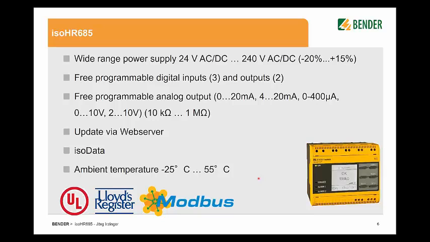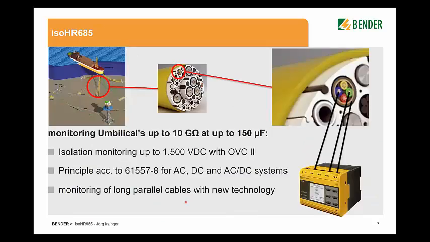It's a W variant, but we can just monitor in ambient temperatures between minus 25 degrees and 55 degrees, because if the temperature is outside this range, the influence on the measurement technology is too big, so that the accuracy, the uncertainty, is much bigger. We have the UL certification, the Lloyd's Register certification, and we talked about it. We have the Modbus TCP interface in the isoHR685 as well.